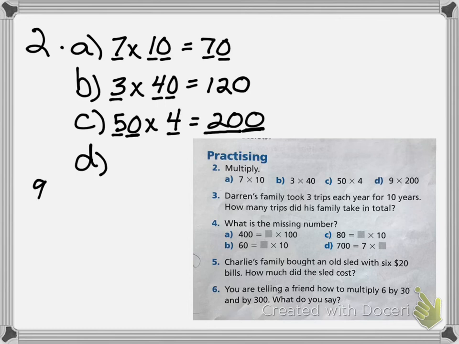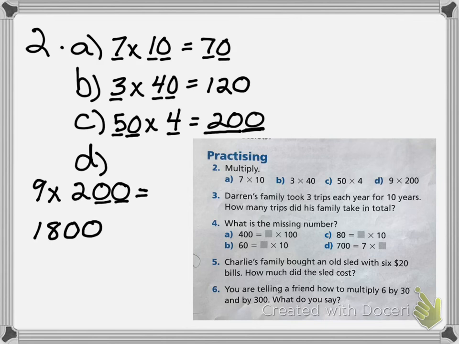Okay, next one. 9 times 200. Pause the video and see if you can figure out the 9 times 2 part. Okay, 9 times 2 or 2 times 9 is easier to think about, is 18. Now look at your numbers. In the question, how many zeros do you see? 2 zeros. We're going to put 2 zeros on there. Okay. You could also think about 9 times 100 is 900. And then you could double that. So there's a lot of different ways of thinking about it.